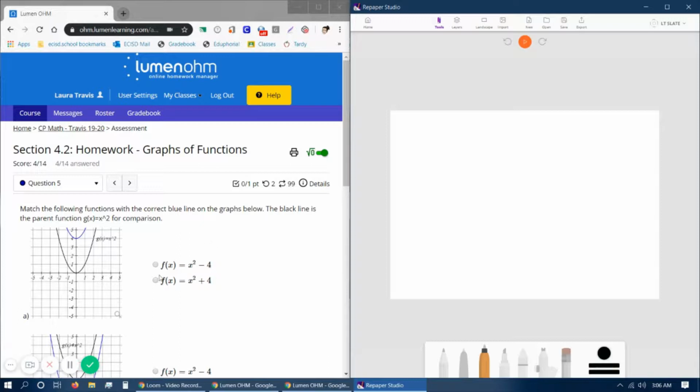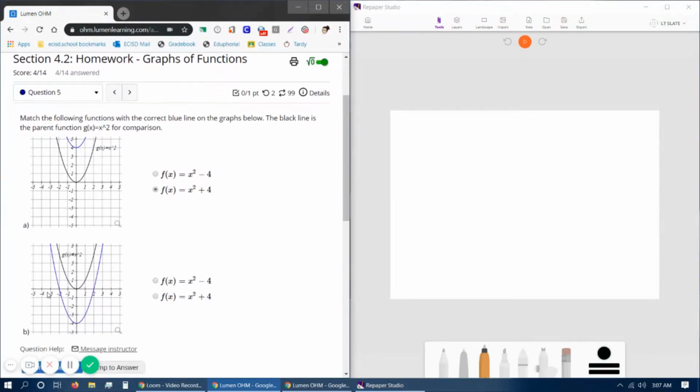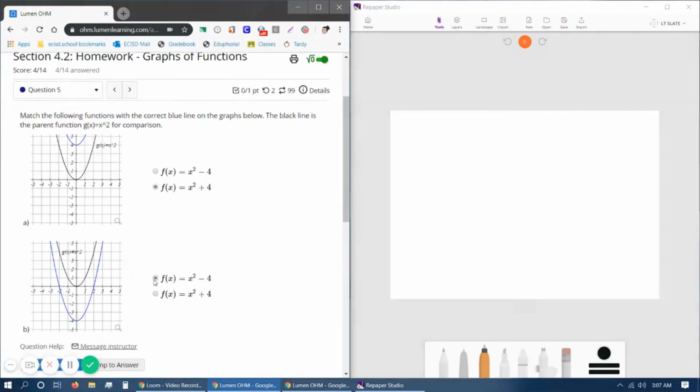The first function, f of x equals x squared minus 4, has a y-intercept of negative 4, and the second function, f of x equals x squared plus 4, has a y-intercept of positive 4. For graph A, the blue line has a y-intercept of positive 4, so it must go with the second function. For graph B, the blue line has a y-intercept of negative 4, so it must go with the first function, f of x equals x squared minus 4.